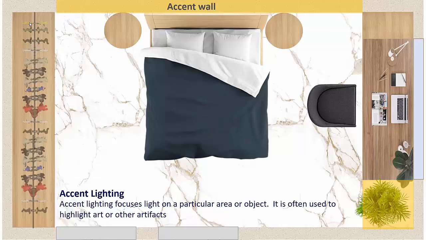Now coming to accent lighting. What is accent lighting? Accent lighting focuses light on a particular area or object. It is often used to highlight art or other artifacts.